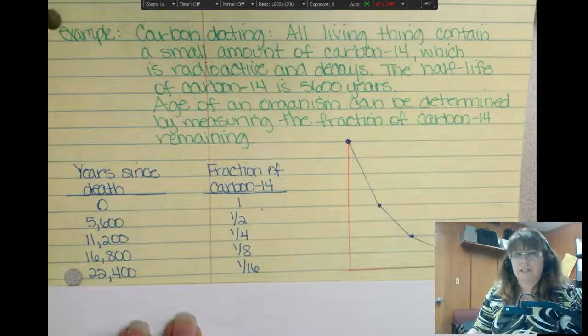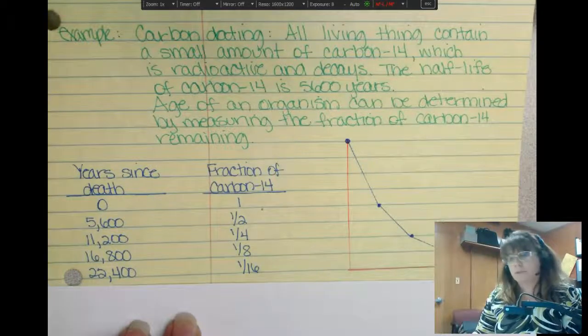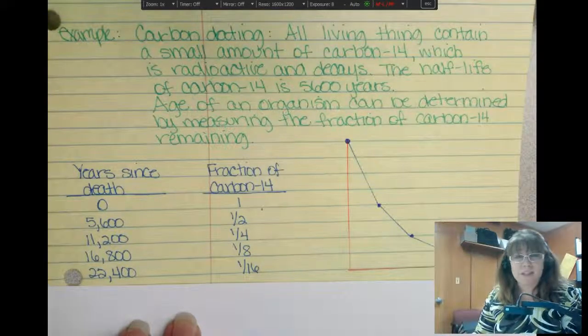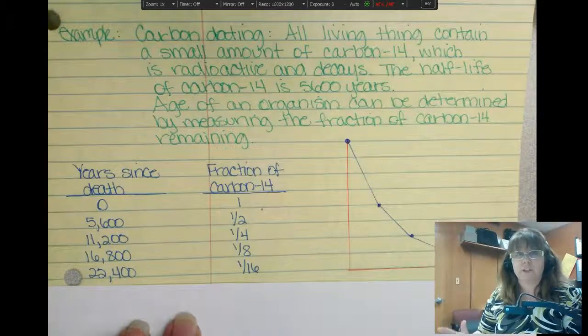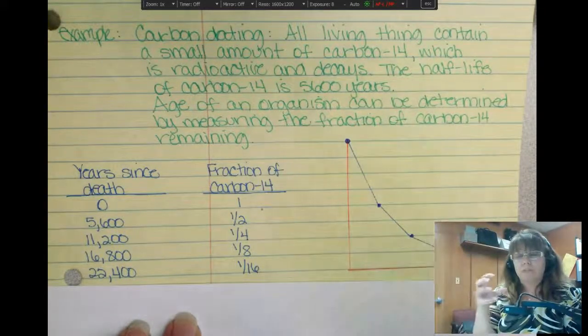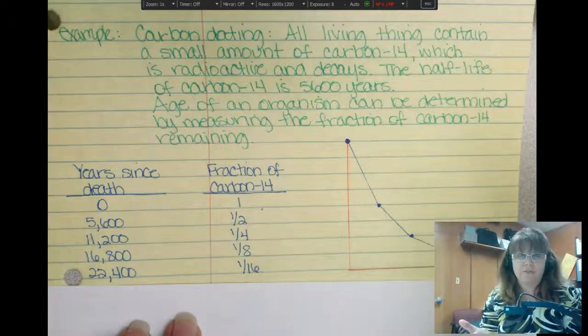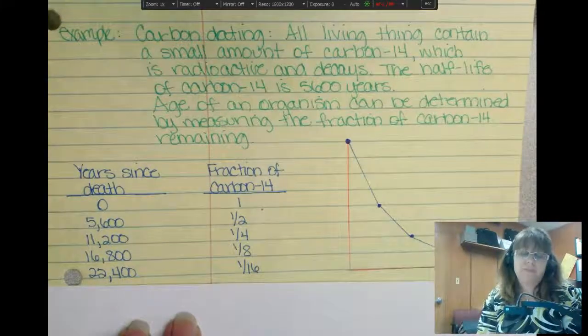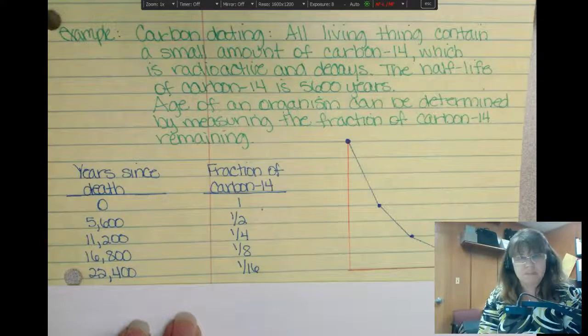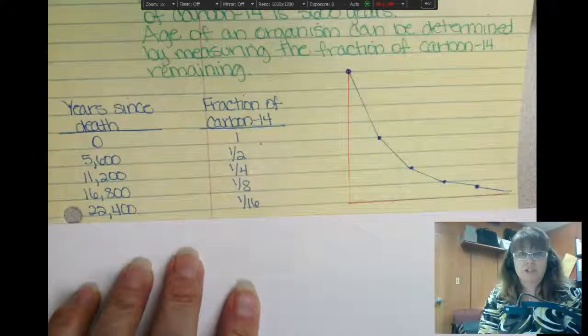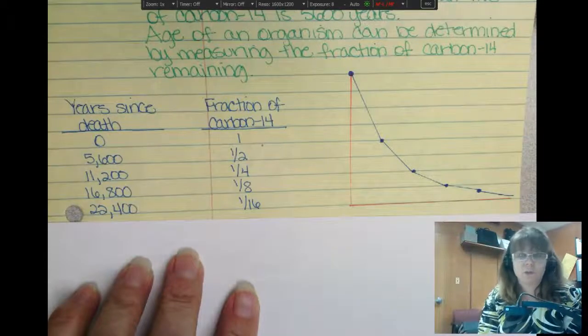All living creatures, all living things, people, animals, flowers, plants, trees, contain a small amount of an atom called carbon-14. It's radioactive and it decays at a very particular rate. From the starting amount to get to half of that amount is called the half-life. And the half-life of carbon-14 is 5,600 years. Long time. So the age of an organism can be determined by measuring the fraction of the carbon-14 remaining in it after it dies.